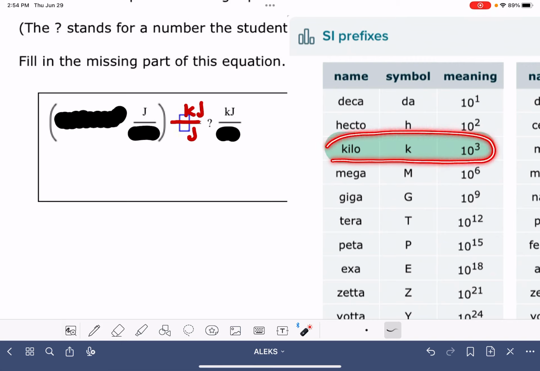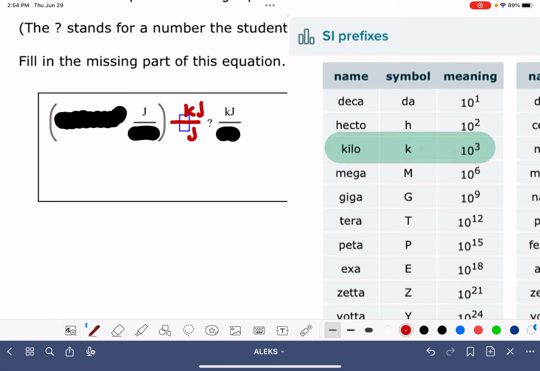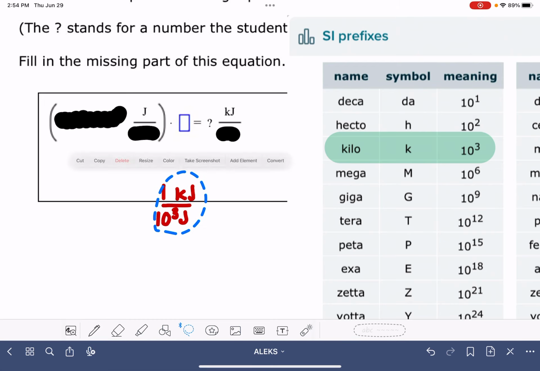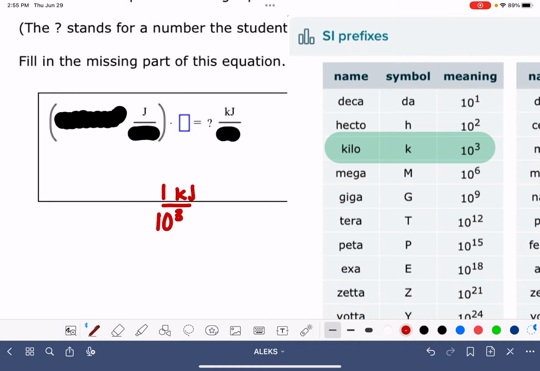ALEKS's data table is telling me that kilo represents 10 to the third. That means 1 kilo is 10 to the third joules. And that's really kind of jammed up there. So I'm going to move this out of the way to make it a little easier to see. 1 kilo is 10 to the third joules.